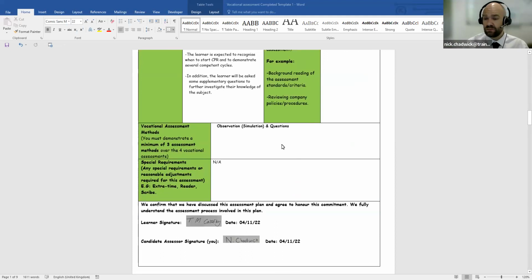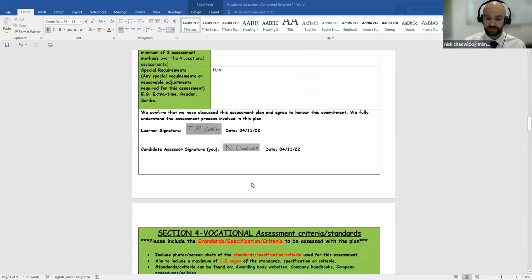Just moving on, we have the sign-off page here. Once again, we require you and your learner to sign and date this form to make sure that they're fully happy with the planned assessment and the pre-reading targets as well. And once again, any special requirements or reasonable adjustments, please do note those in. For vocational 1, it's an observation, which is a simulation and question. So please leave that section as it is there.